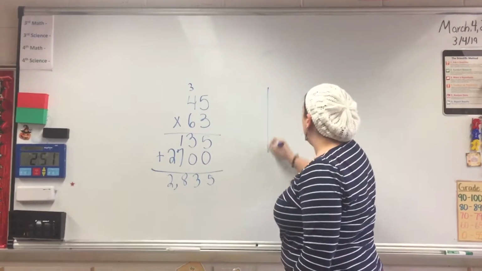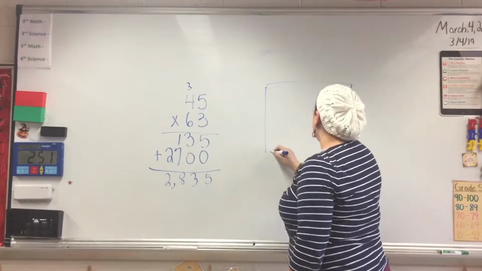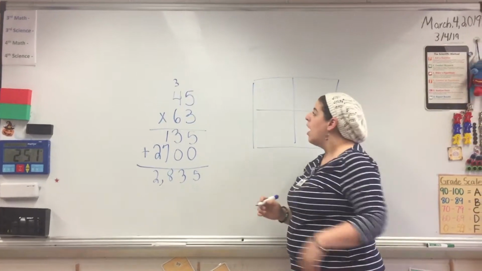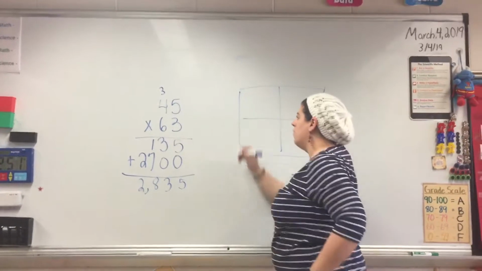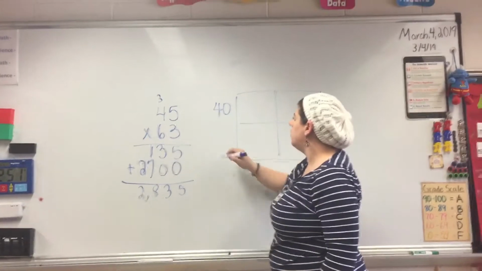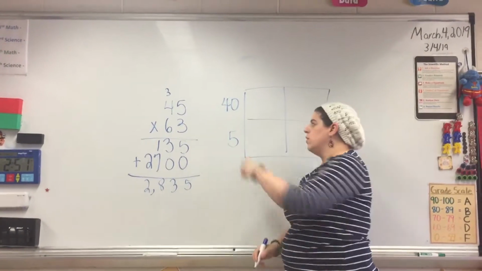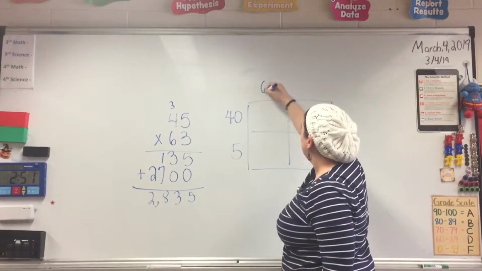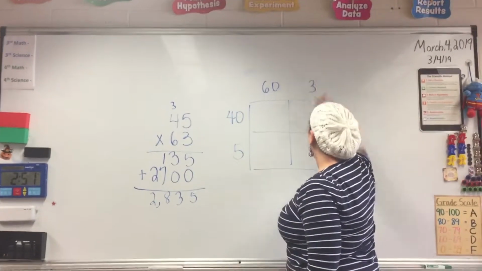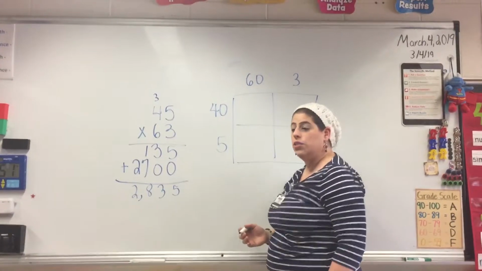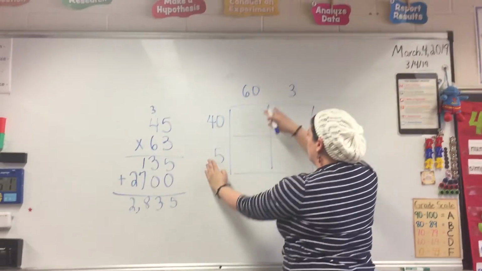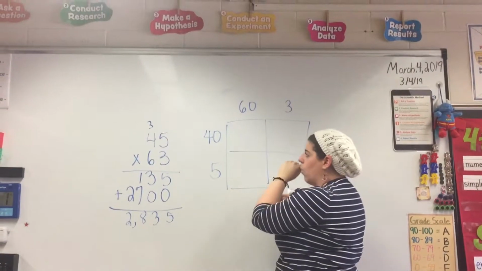Now I am going to show you how to do that with the distributive method, also known as the window or box method. I'm going to take this 45 and I'm going to split it into its tens and ones, so 40 and 5. I'm going to take the 63, do the same thing. It's tens and it's ones, okay? Now what I need to do is multiply these corners and have them meet in that box, in that quadrant.